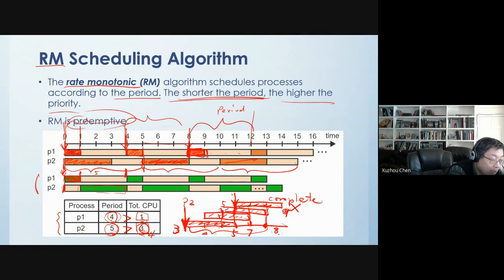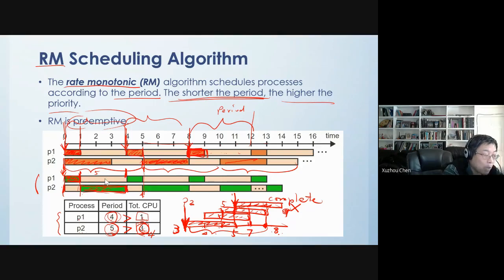Now, process 2 starts, so it just needs to complete at time 5. But this is okay, because process 2 started at time 1. So it finishes at time 4, which is still less than 5, right? Because the period is 5. So you have to finish before 5, and it actually finished way ahead of time, at 4.